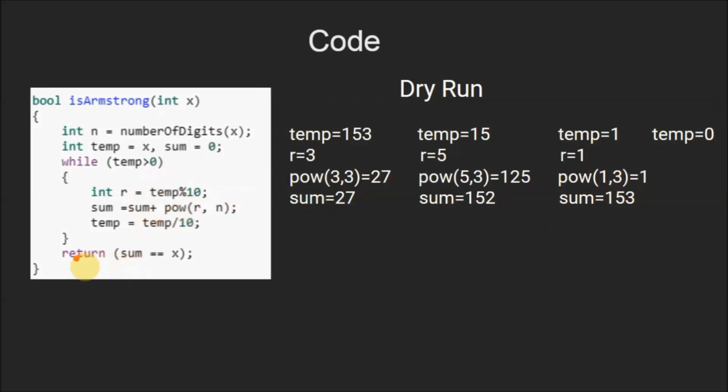And finally this condition would be checked, that if sum equals x, that is 153 is equal to 153, that is our initial number. If it is true, then 1 would be returned by this function. And if 153 is not equal to our initial number, then 0 would be returned by this function.